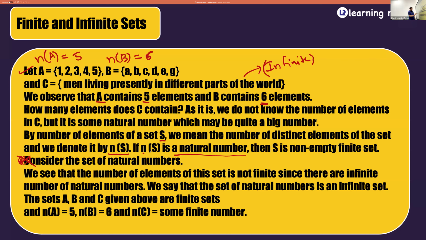See here, try to understand this. You have the number of elements in a set. If the number of elements in a set comes out to be a natural number, then it is a non-empty, finite set. But if you consider the set of natural numbers itself, then what will it be? It is infinite. It starts with 1, 2, and goes on till infinity, right? So the number of elements in A is 5, in set B is 6, and in set C is going to be some finite number.